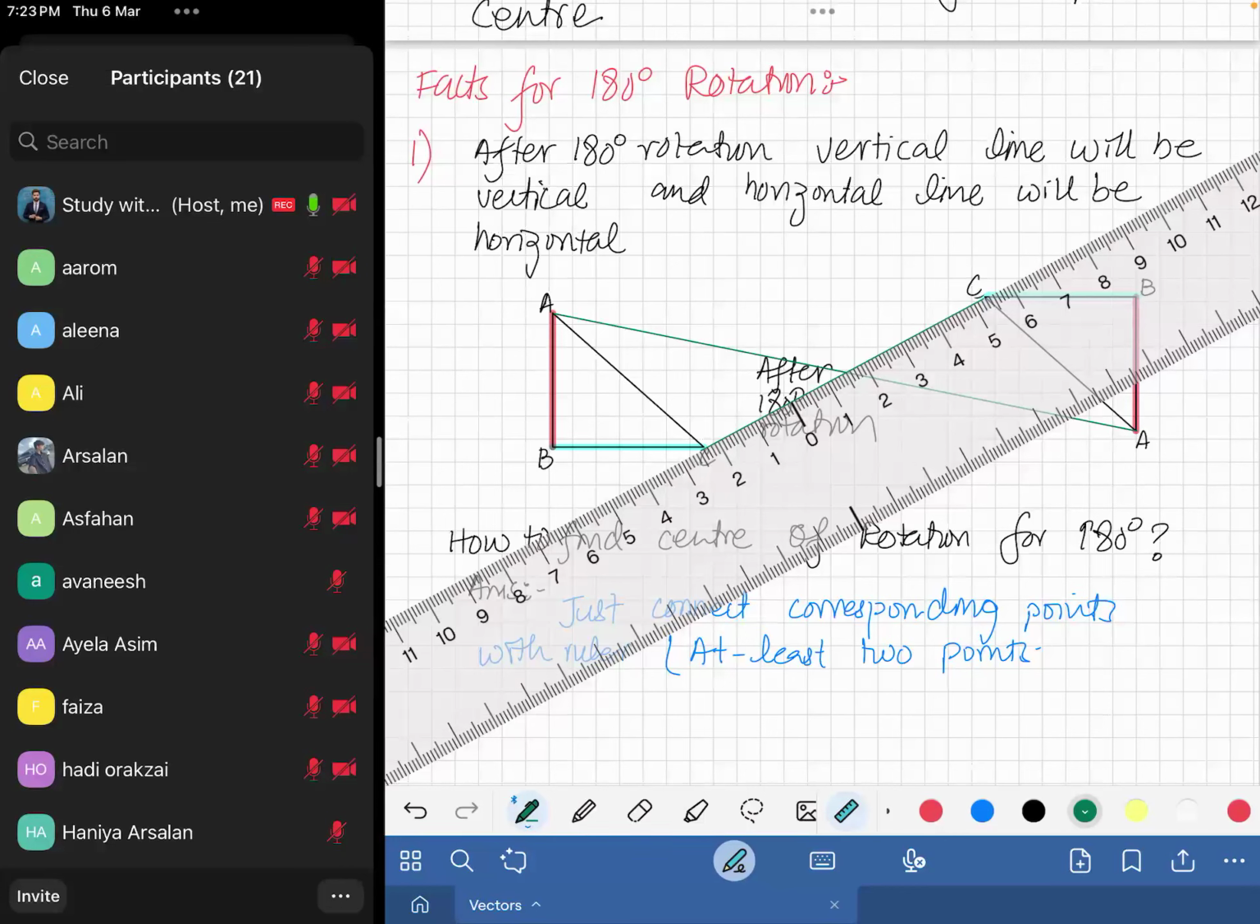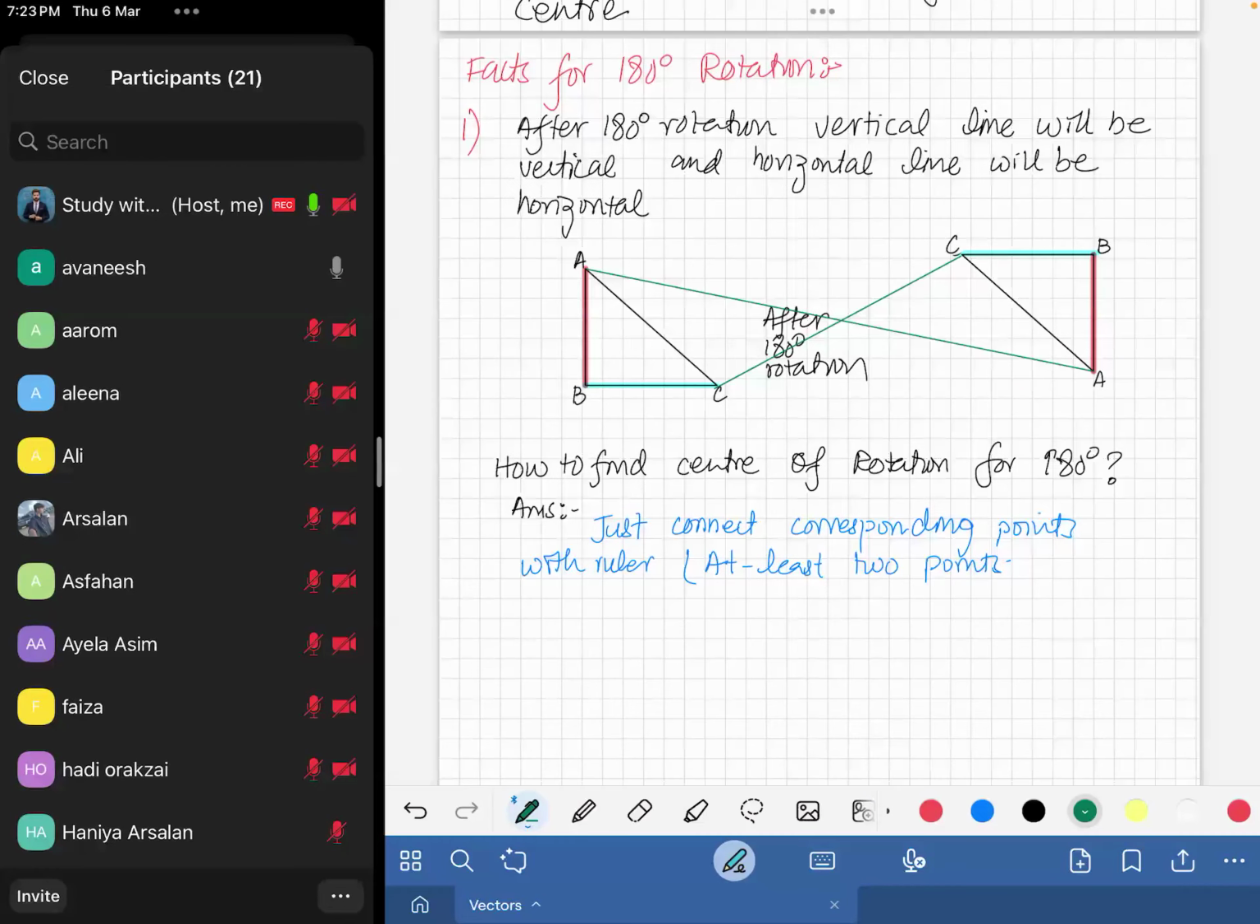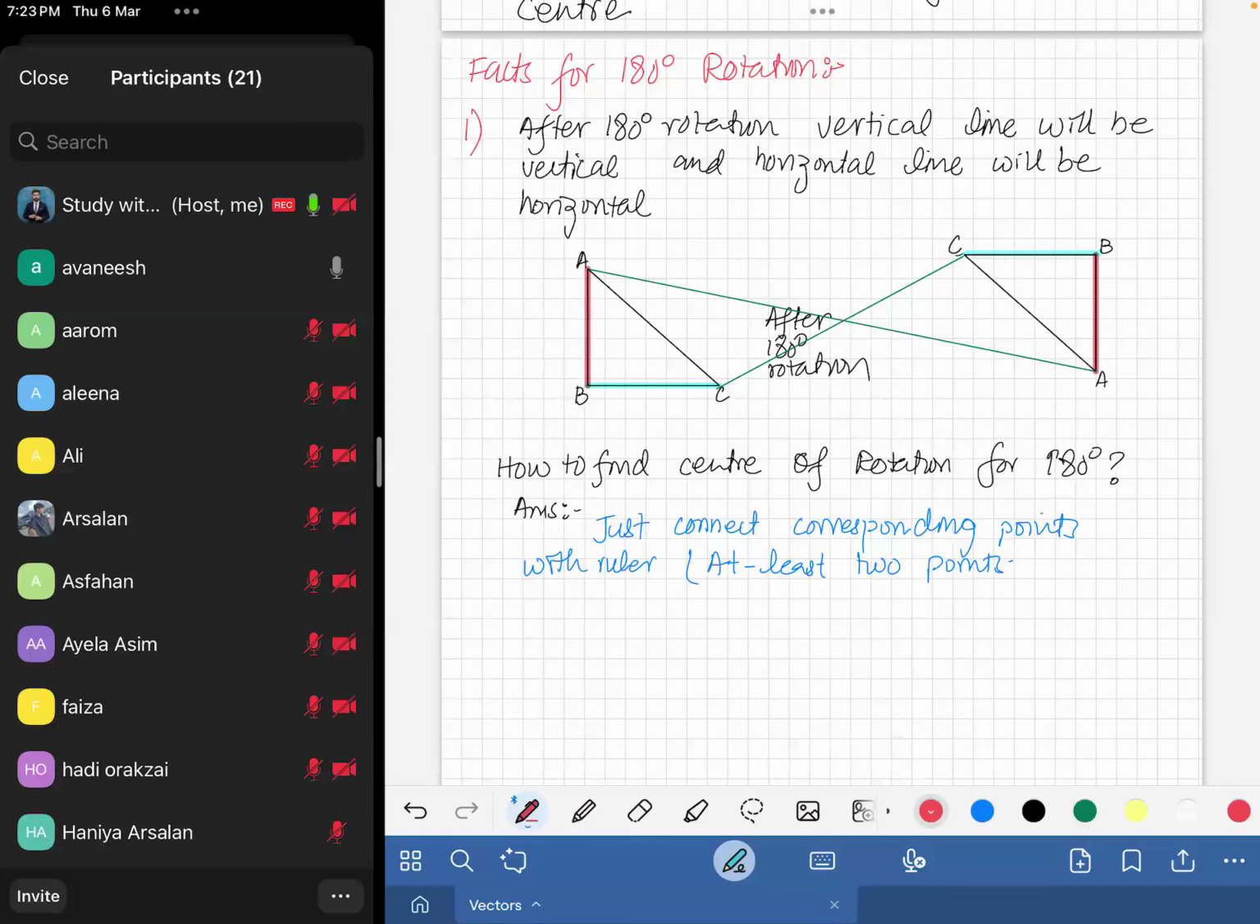So Vadan, if for example you can see one thing, at least 2 points should be joined. You can see that this point of intersection is your center of rotation. Sir, what if I'm connecting B and B and it passes a bit differently?